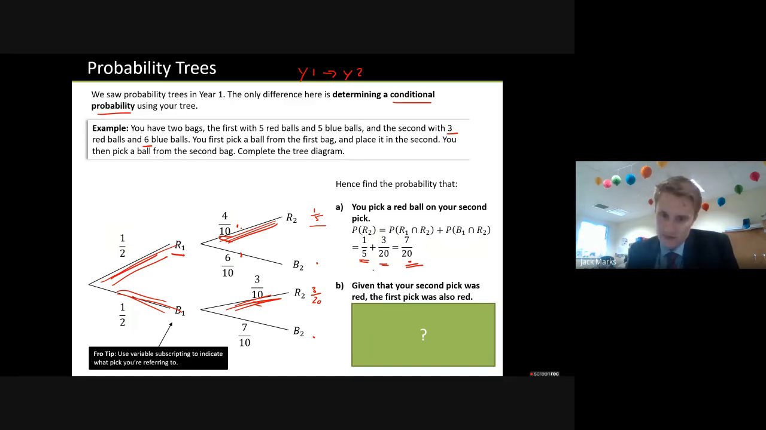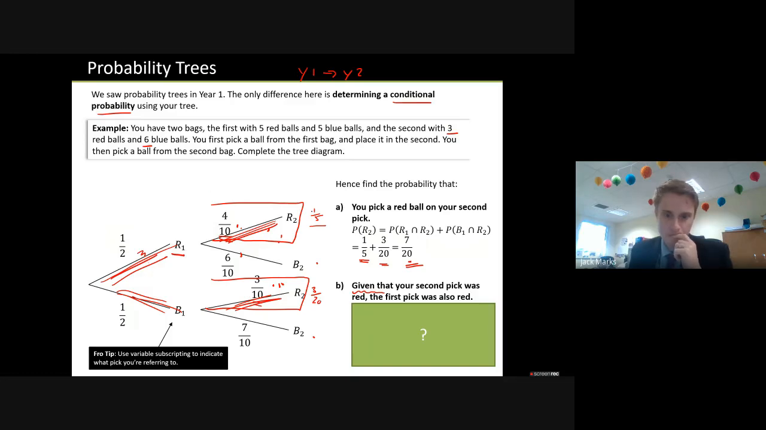What about this one then? Given means we're going down the conditional road. Now, we probably could use the formula, but let's just see if we can use the diagram. So given that your second pick was red, in other words, we're here or we're here, aren't we? This is the only thing that could have happened. So given that your second pick was red, what's the probability that the first pick was also red? So if you are at one of these, what's the probability that red was the first one that you picked here?